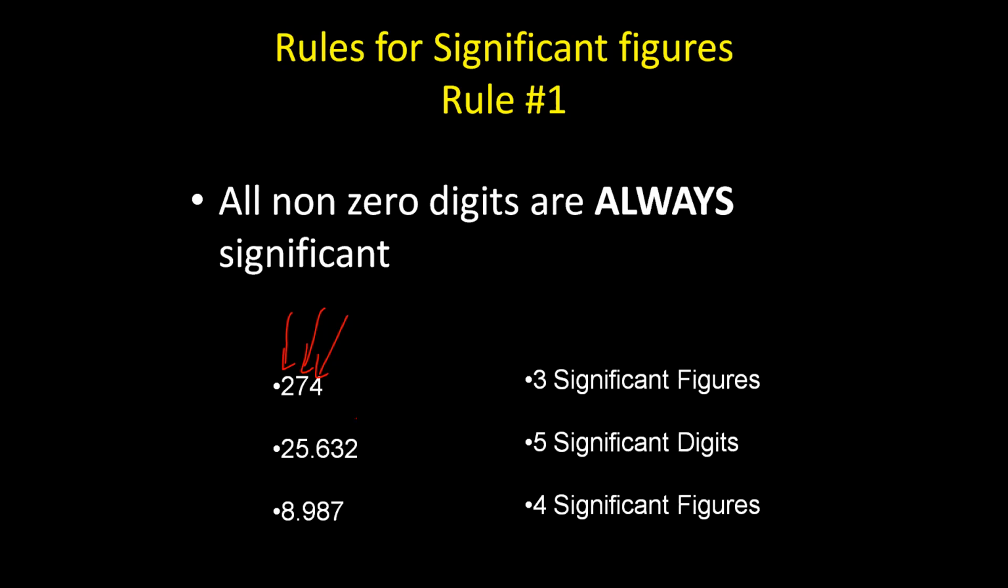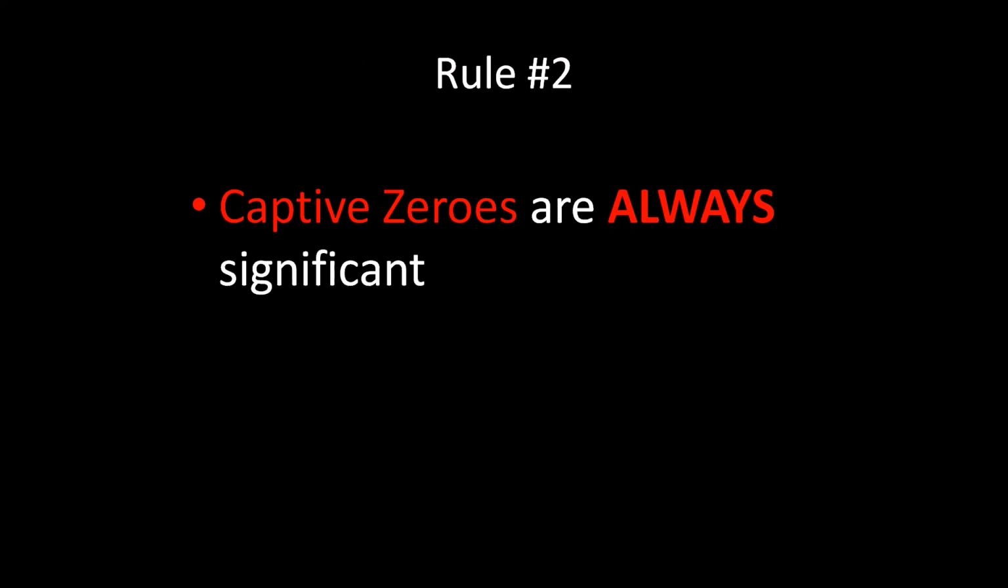Now let us look into another rule. The second rule is about zeros, and there are 3 types of zeros. The first type of zero is called a captive zero. Captive zero is nothing but the zeros captivated between 2 non-zero digits. For example, if you write the number 604, this is a zero, but it is coming between 2 non-zero digits. So this zero can be called a captive zero. As per the rule of significant figures, captive zeros are always counted significant.